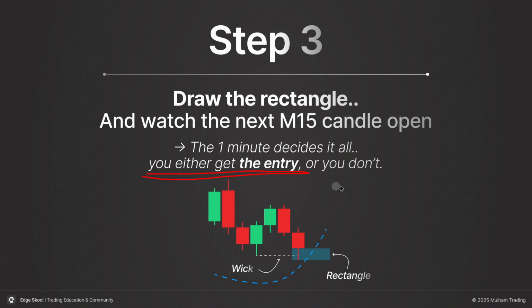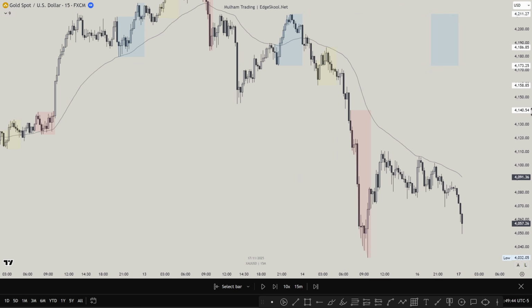So you either give the entry or you don't, all based on the 1-minute time frame. Now we're going to go over examples. You will learn how to draw the rectangle in real time, how to identify the pattern, how to identify everything, and then the entry at the end. Now let's start with the direction here.